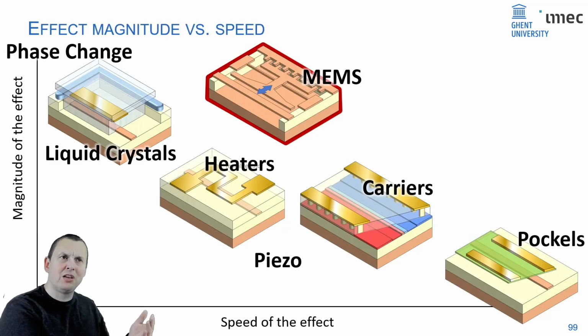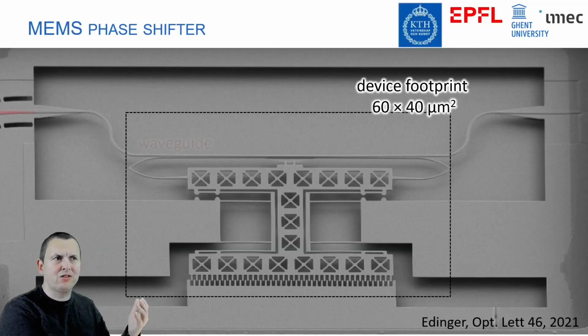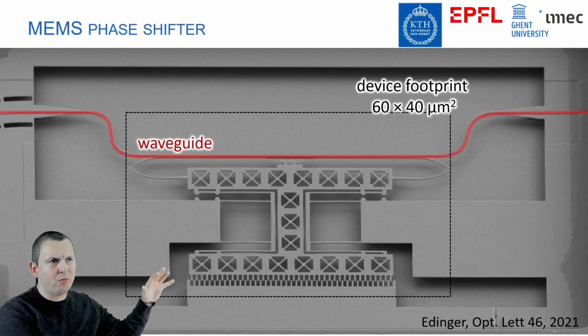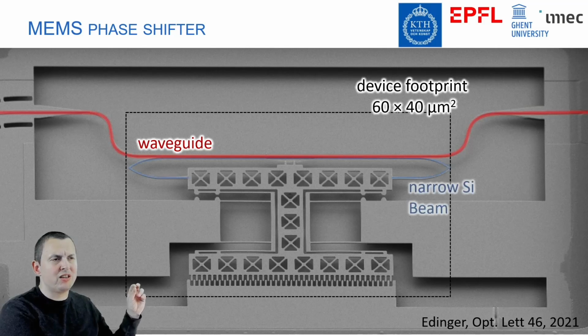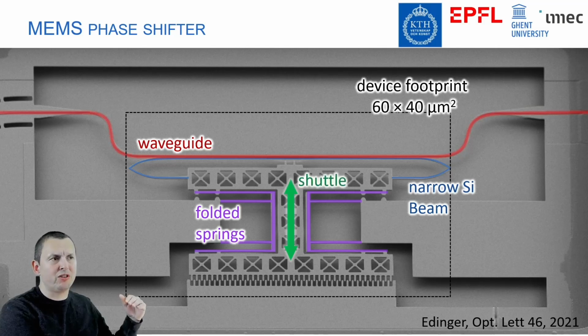What are these devices? Well, they're essentially freestanding silicon photonics devices. So in this case, you have a waveguide, but the waveguide has been underetched, so it's suspended. And next to the waveguide, you have this thin beam of silicon, which is indicated here in blue, which is also suspended, but can be moved, or can be pulled away by this shuttle. It's suspended by these purple springs, and it can be pulled away by this comb drive on this movable shuttle by just applying a voltage.